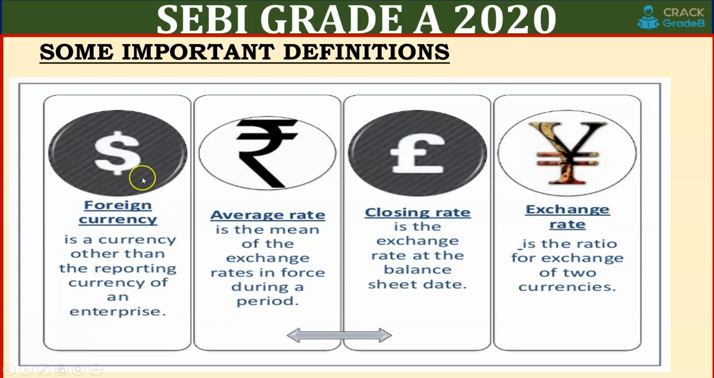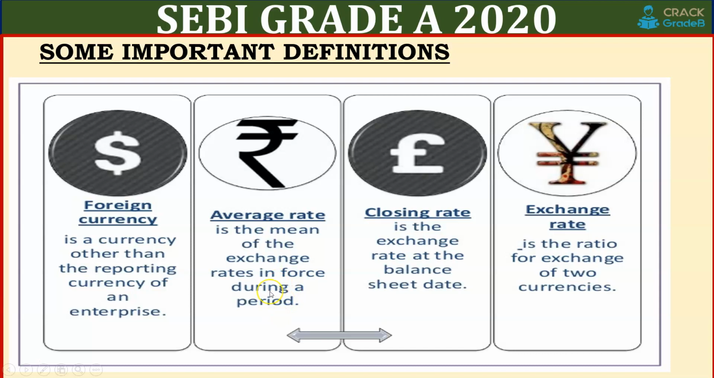In our case, dollar was the foreign currency when you had the principal place of business in India and the other place of business outside India, that was in USA. Average rate is the mean of the exchange rates in force during a period.